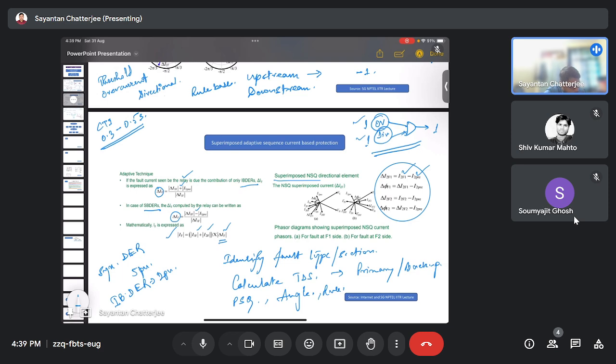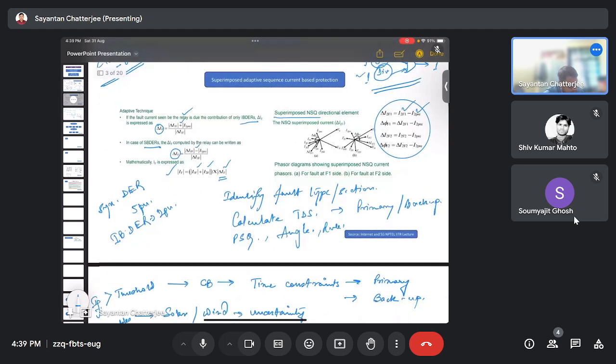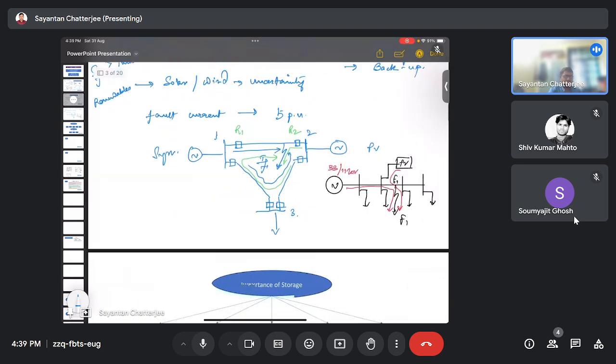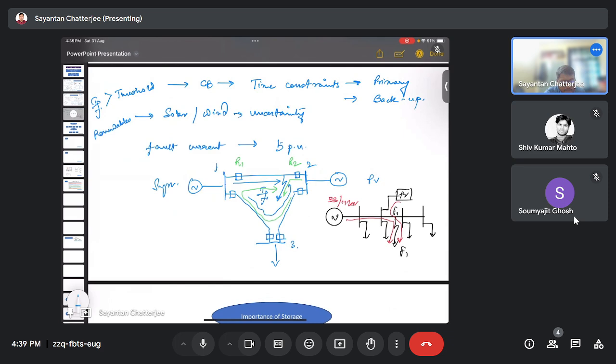Some discussions were given and some results based on hardware results were also discussed, on these superimposed positive and negative sequence based protection schemes, and accordingly how the relays should be designed. Okay, so related questions you can ask. Otherwise we will be discussing the modeling of the storage devices and why these storage devices are required, because adaptive protection schemes are becoming predominant nowadays, so that's our aim.